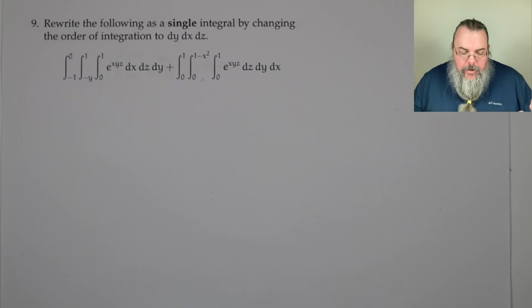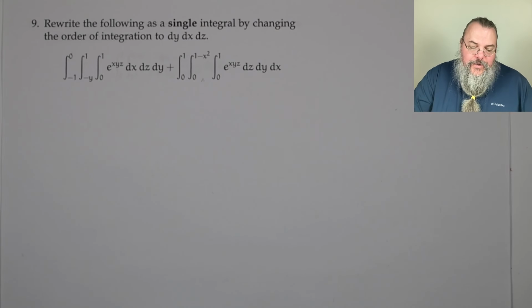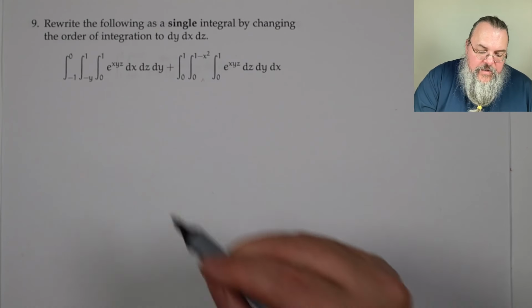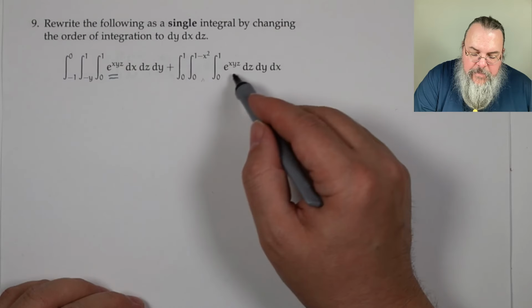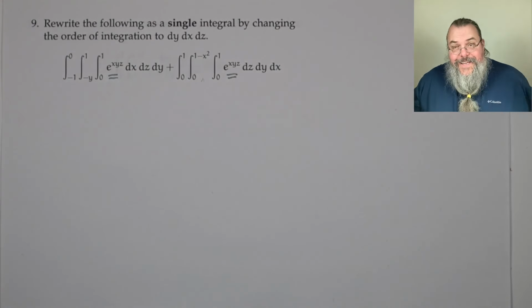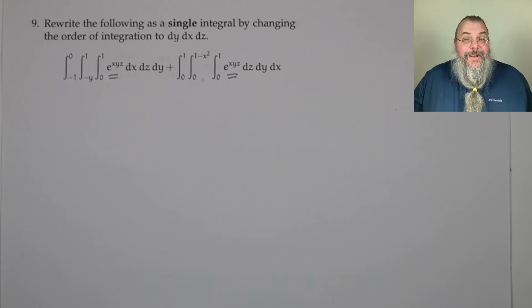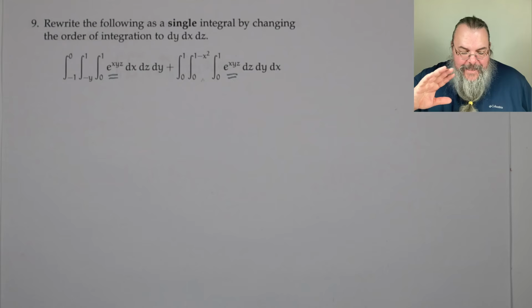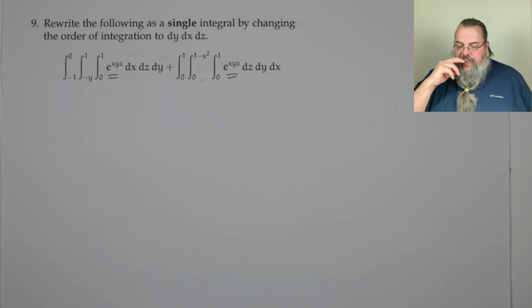All right, well, now how do we start? Let's start by talking about what's going on. Now, the function is the same for both pieces, right? That's why we have a hope to rewrite this: e to the xyz. And by the way, e to the xyz is going to be hopeless to integrate. Don't even try. It's not happening. It's an unpleasant thing to integrate.